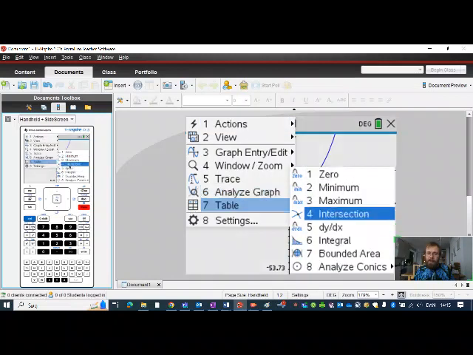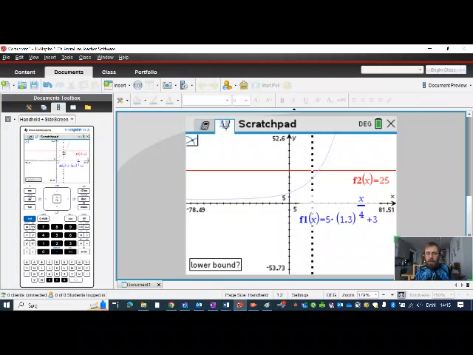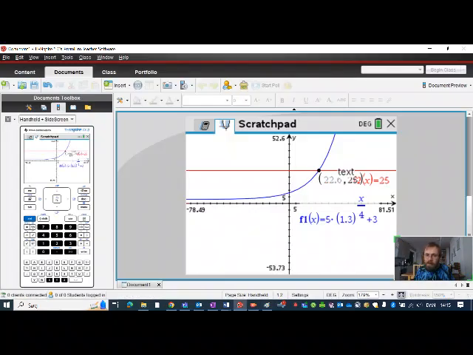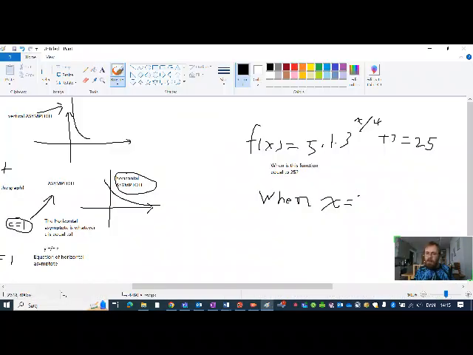So if I want to find that point, I can go in on the calculator and I can use analyze graph and I can use intersection. I can pick a lower bound before the point where they cross and an upper bound after they cross. And suddenly I have my answer. I have the answer here that this is equal to 25 when x is equal to, what did it say? 22.6. That is, in short, the way that you would do it.